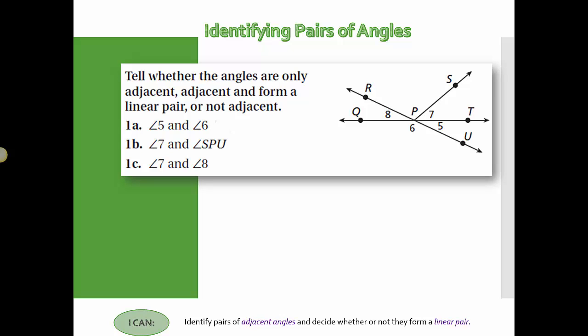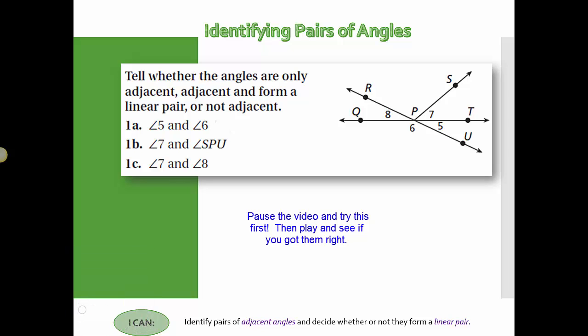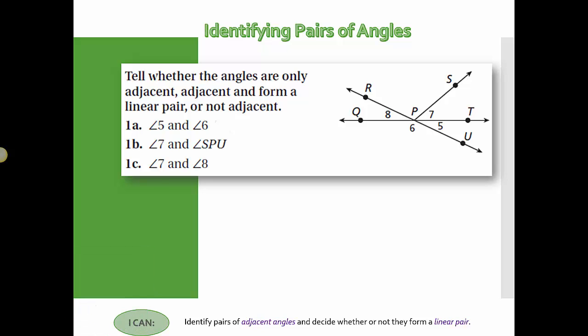All right, so we're going to tell whether these angles are adjacent and form a linear pair, or not adjacent. So why don't you pause the video right at this moment and see if you can tell, and then press play and see what I came up with. So I'm looking at angles 5 and 6, common vertex, no shared interior points, and the remaining sides are opposite rays. So I would say adjacent and linear pair.